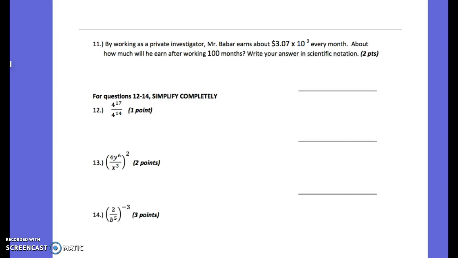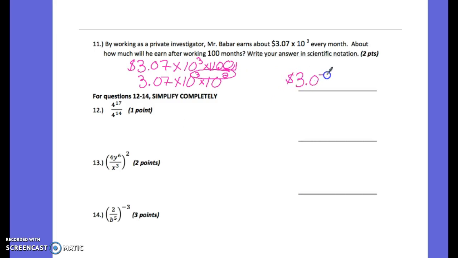Number 11, by working as a private investigator, Mr. Barber earns about 3.07 times 10 cubed every month. About how much will he earn after working 100 months? Write your answer in scientific notation. So you have to multiply here, because if he earns that in 1 month and he's working 100 months, you multiply. So you do 3.07 times 10 cubed times 100. But write 100 as a power of 10, so it's easier to multiply. So you have 3.07 times 10 cubed times 10 squared. So now you just add your two exponents, and you get 3.07 times 10 to the 3 plus 2, which is the fifth.